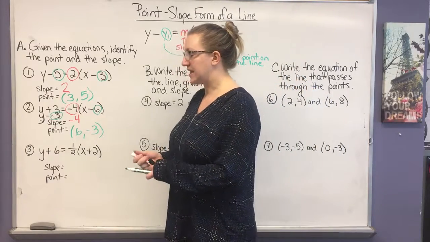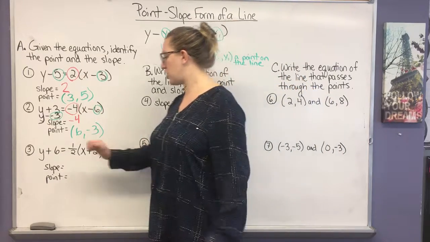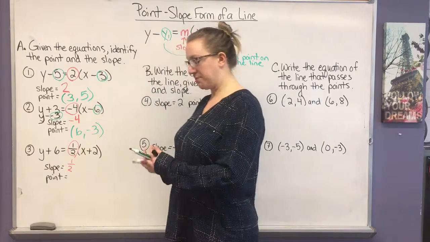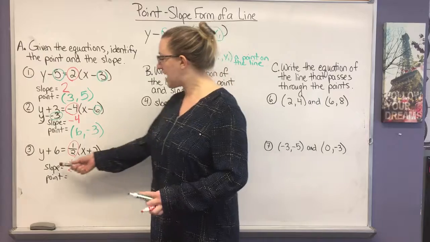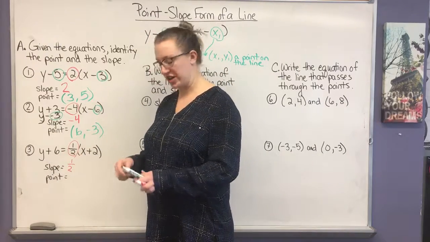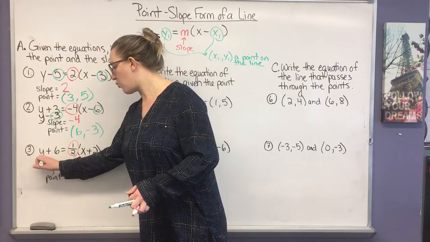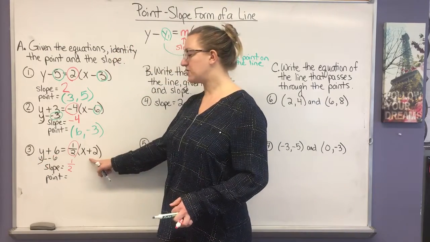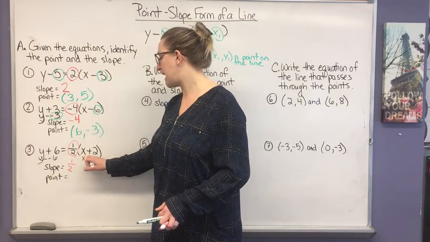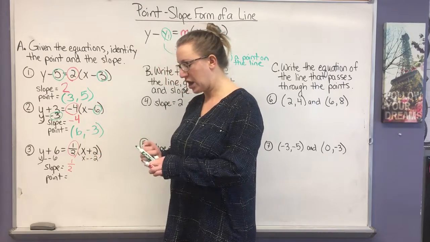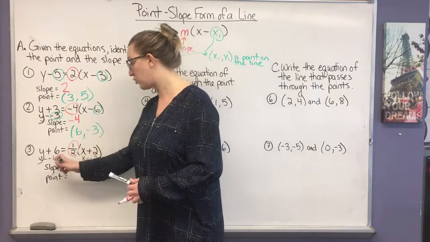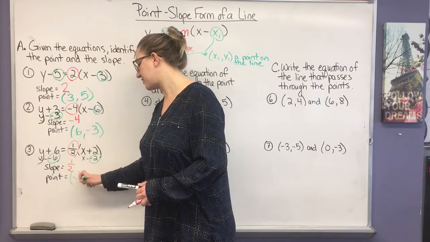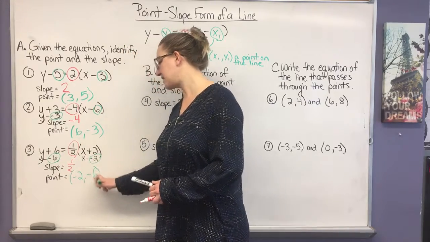So if I take a look at the next example, slope once again is 1/2, and the point, once again, we have this y plus situation. So this really came from y minus a negative 6, and the x plus came from x minus a negative 2. So that helps us identify the point. Negative 6 and negative 2, put it in the x first, and then the y, and there's the point that was on the line.